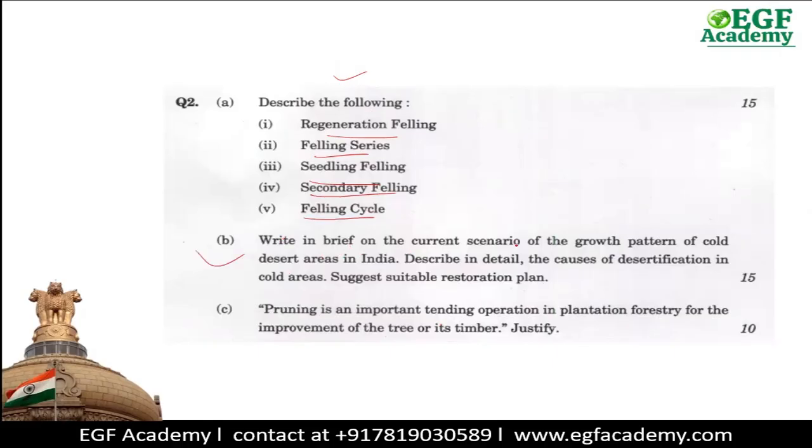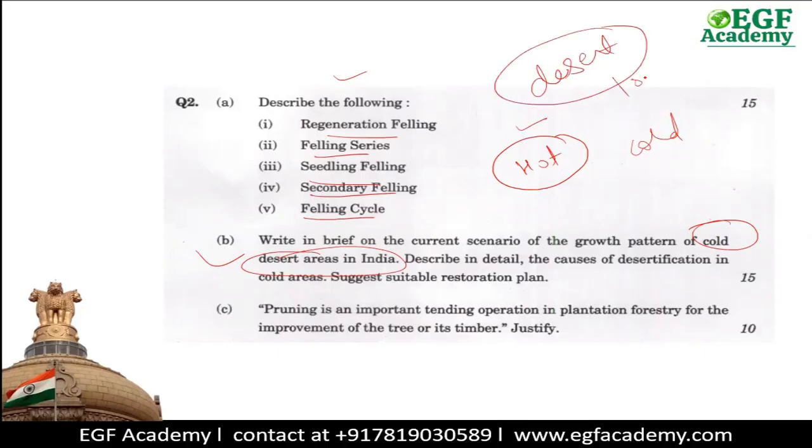Then write in brief on the current scenario of the growth pattern of cold desert areas in India. See, the deserts are of two types. Hot deserts and cold deserts. Hot deserts are where temperature is very high and productivity is very low. Meaning of desert is low productivity. The areas where the productivity is very low.